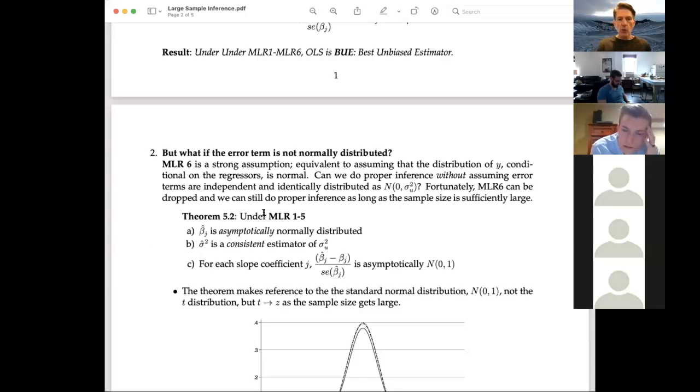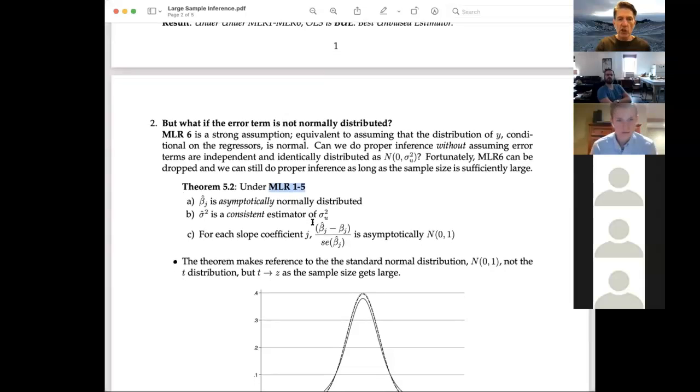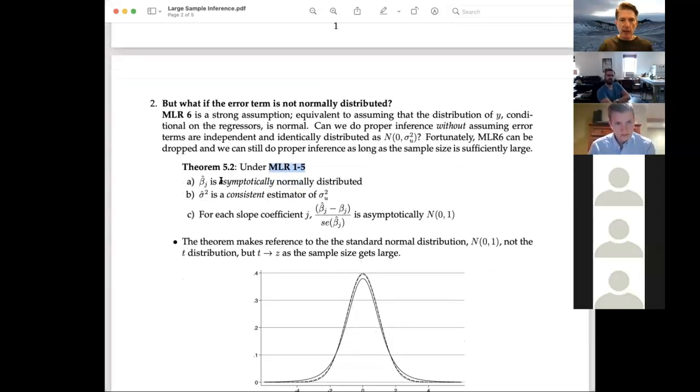All right. So what Theorem 5.2 does is say, just forget about MLR6 and have a large sample. We have these terms here, and we're going to have to unpack them, but it says beta hat J is asymptotically normally distributed. Remember, under the chapter 6 assumptions, we just said it's normally distributed. This says it's normally distributed as the sample size gets large enough. Sigma hat squared is a consistent estimator of the variance of the error term. We're going to talk about what it means to have a consistent estimator in a second.